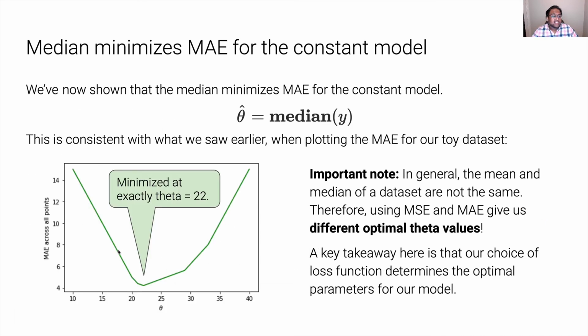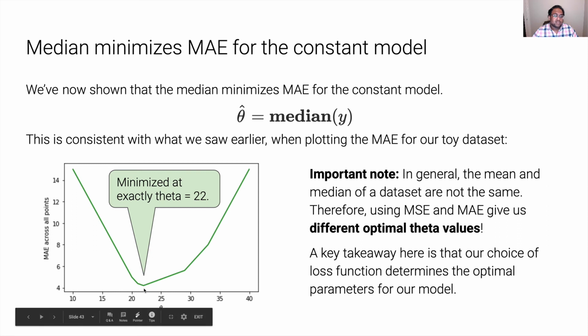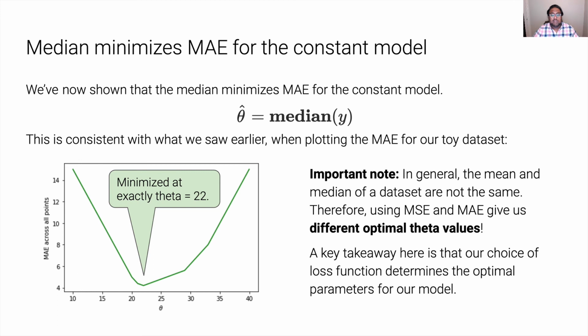And so this is consistent with what we saw before when we plotted mean absolute error across this toy data set. This graph was minimized when we set theta equal to 22. And this sort of proves that using squared loss and using absolute loss will generally give you different optimal model parameters. So our choice of loss function will impact what the optimal model parameters will end up being.